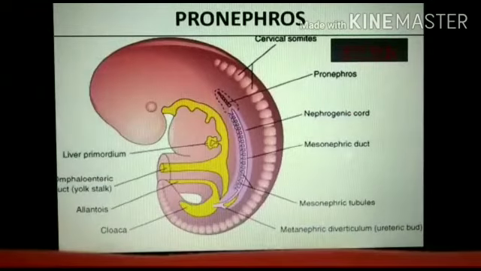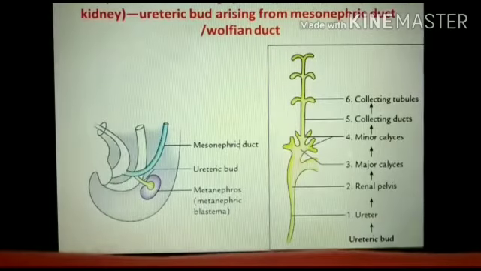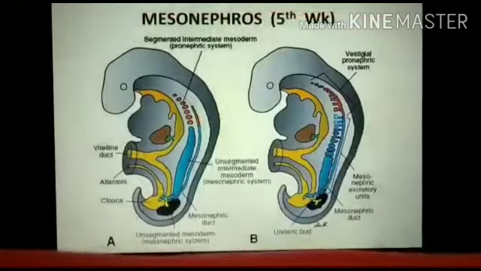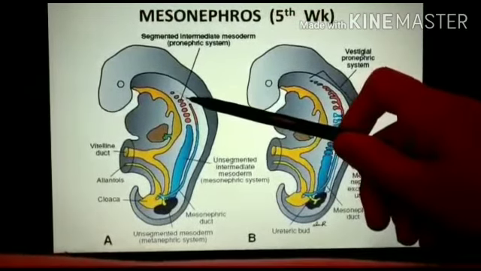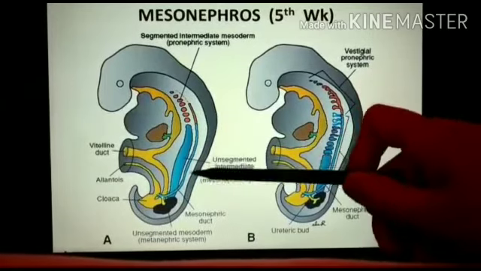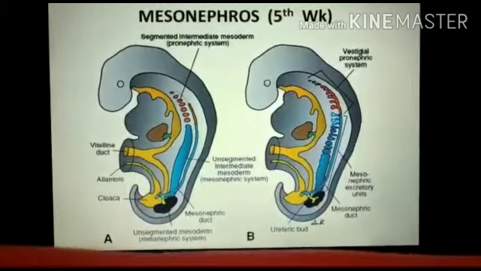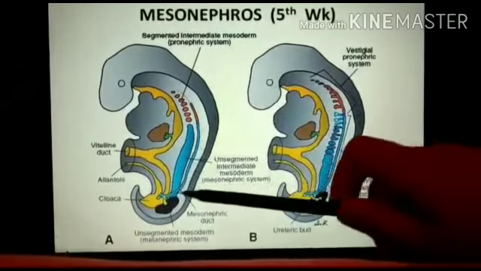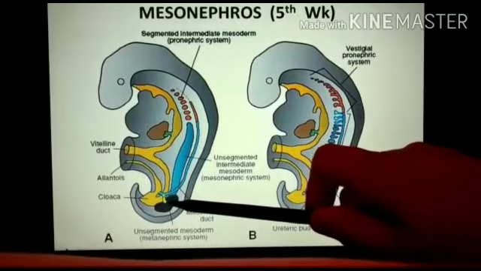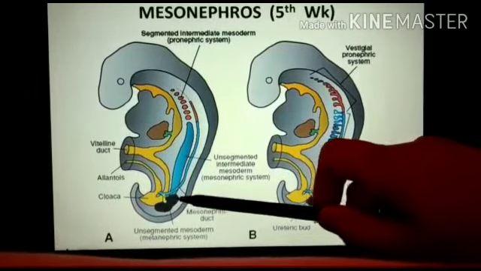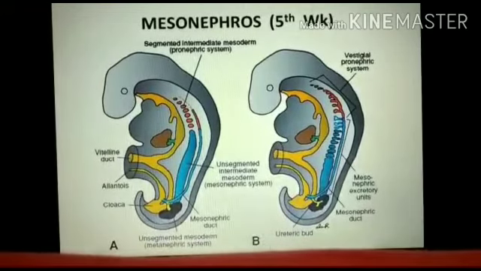Here you can see pronephros, this is mesonephros, and this is metanephros. Here you can see this is the pronephric duct which has disappeared, this is the mesonephric duct, and this is metanephros. And here the mesonephric duct is giving rise to a bud called the ureteric bud, which is growing towards the metanephros.